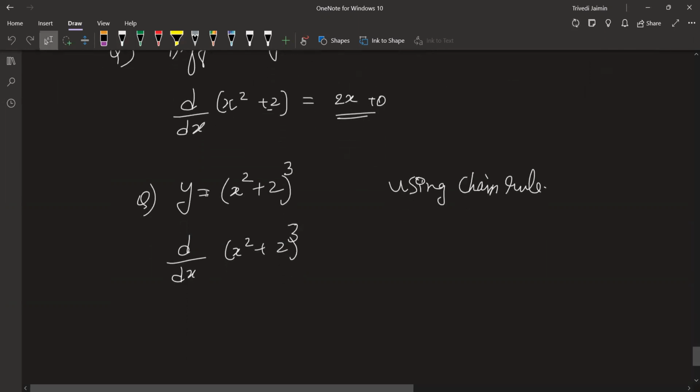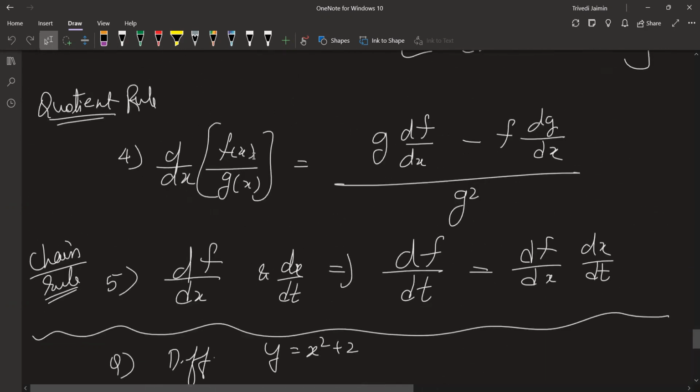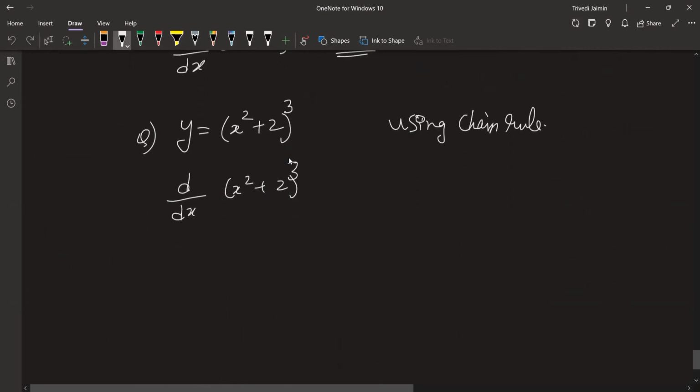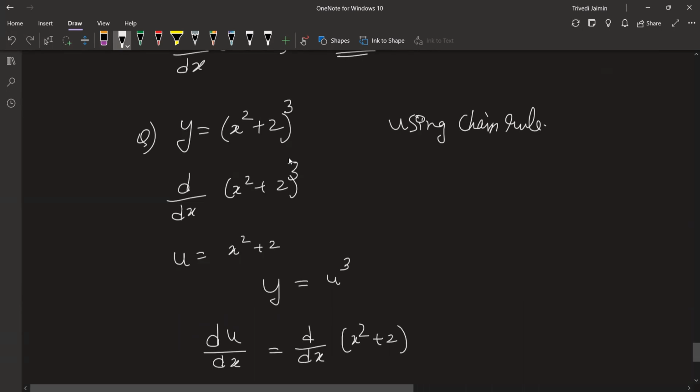Now, see, they are asking using chain rule. So what is the chain rule? First of all, df by dx and dx by dt, so we need to separate those things. Instead of x, we have something here. Let's take u equals x squared plus 2, so we can say y equals u cube. Now we will differentiate du by dx, so d by dx of x squared plus 2. We'll differentiate this one first.